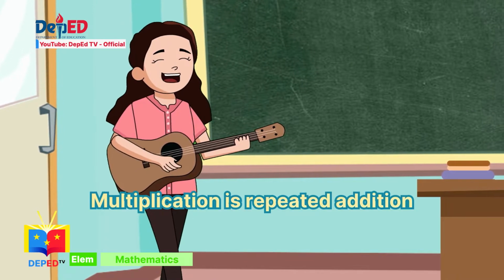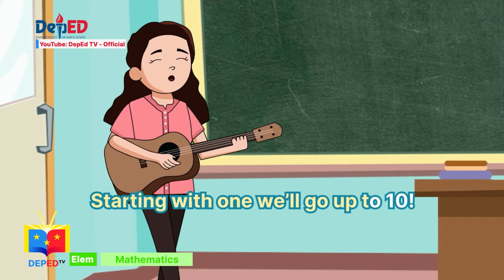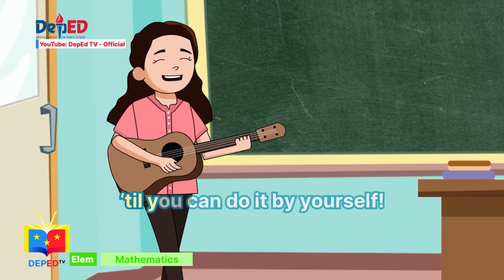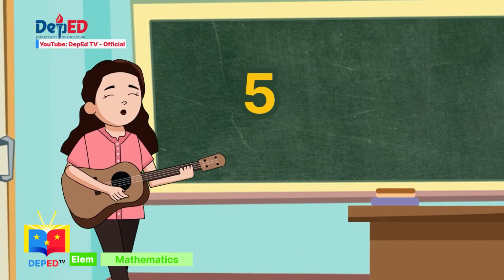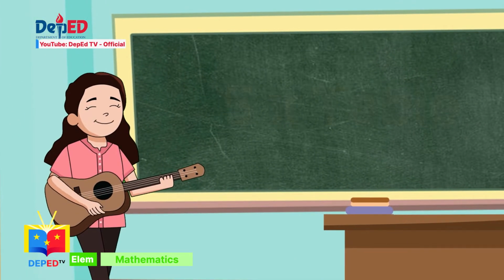Multiplication is repeated addition. Starting with 1, we'll go up to 10. Sing it with us till you can do it by yourself. Come on, let's go! 5 times table.